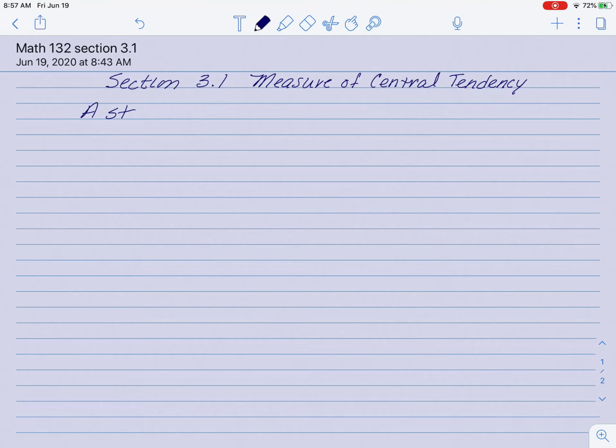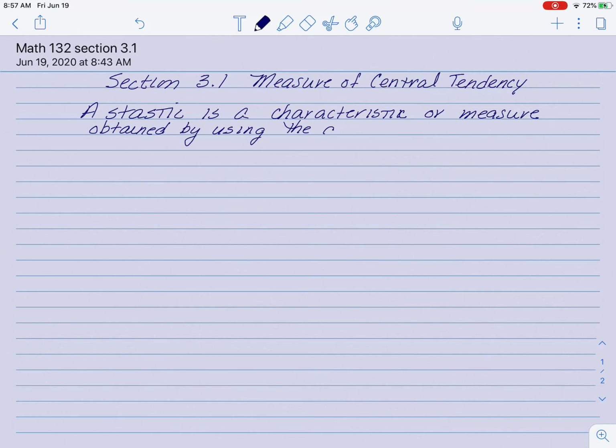So a statistic is a characteristic or measure obtained by using the data values from a sample.